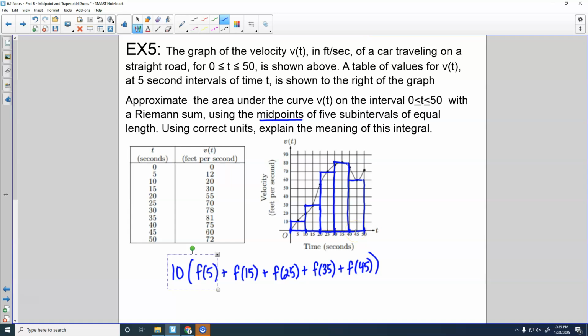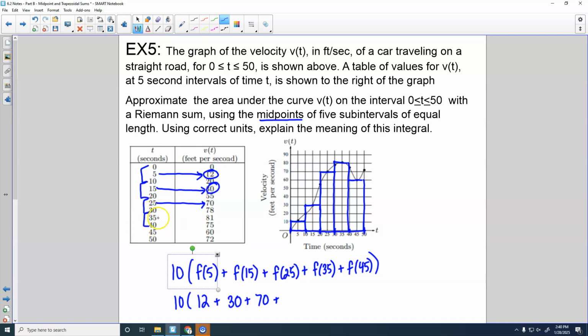Okay, so when we're pulling that from our table, our interval goes from 0 to 10, but we use 5. Our f of 5 is 12 right there. So we got 10 times 12. And then the next interval is from 10 to 20, but we use the number in the middle. That's our 15. So we get 30 there. 20 to 30, we'll use 25, which is 70.